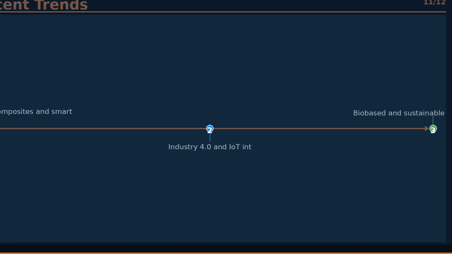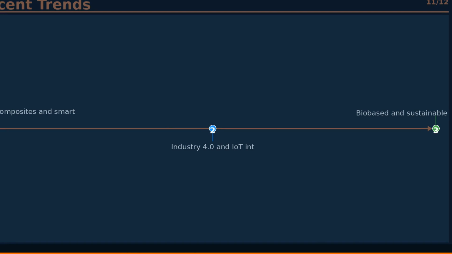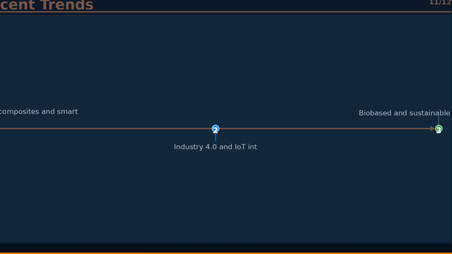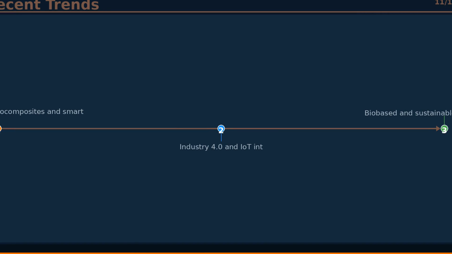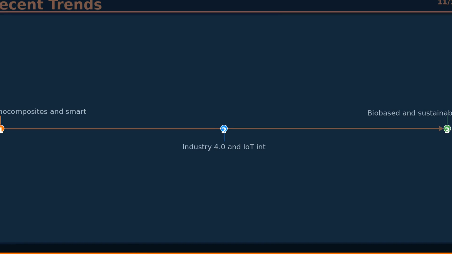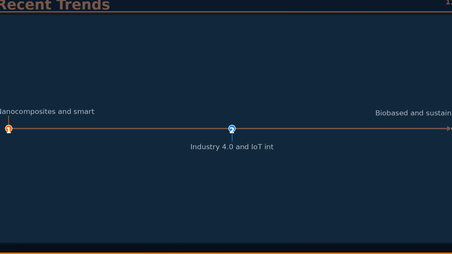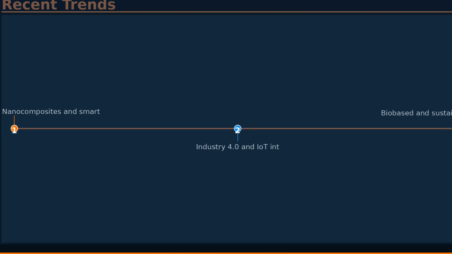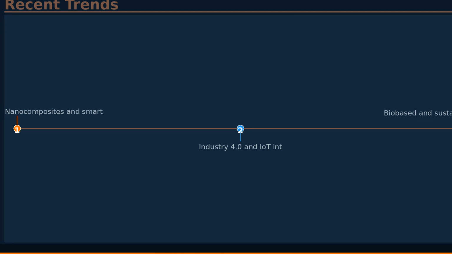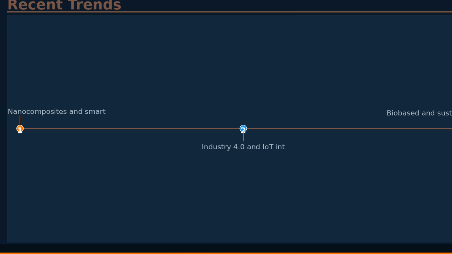Recent advances in types of plastics, thermoplastic vs thermoset, include nanocomposite reinforcement and smart material integration. Industry 4.0 enables real-time process monitoring using IoT sensors and AI-based control. Bio-based alternatives are gaining traction as sustainable replacements for conventional materials.